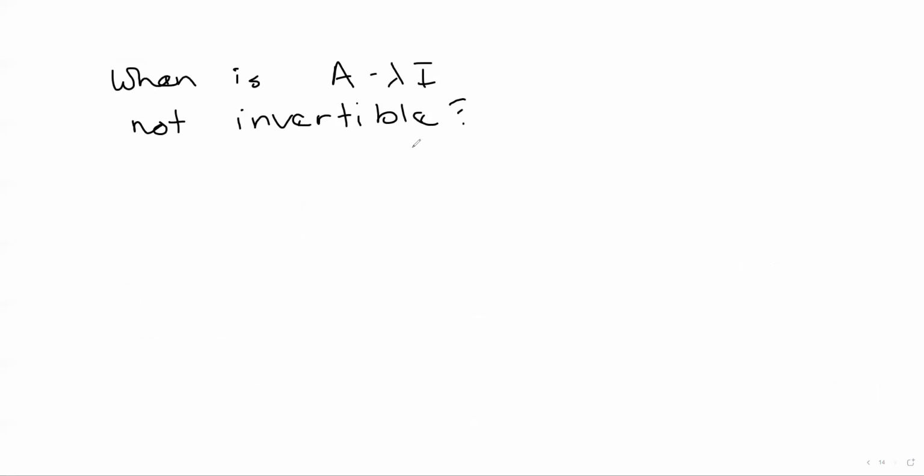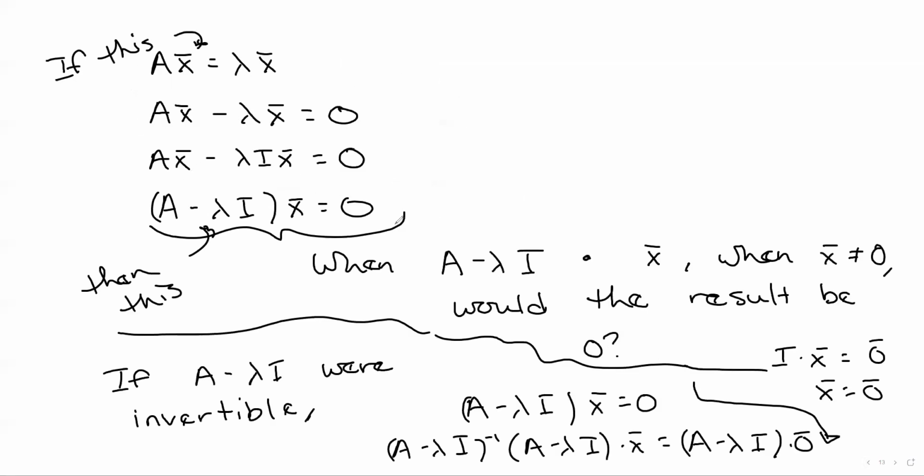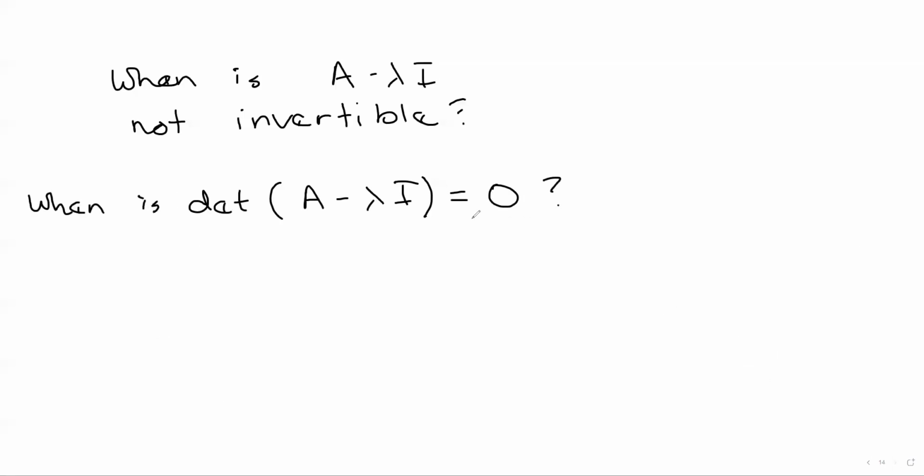All right, well, when is A minus lambda I not invertible? What do we know about the determinant? Our determinant test: if the determinant is not 0, then it's invertible. If the determinant is 0, then it's not invertible. So what we want to know is when the determinant equals 0. That's going to tell us when we could have this equal 0 where x is not 0. So that's what we're going to end up looking for.